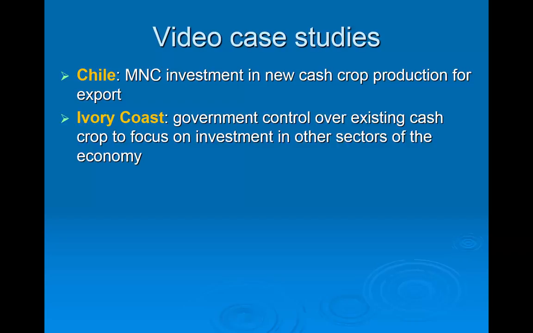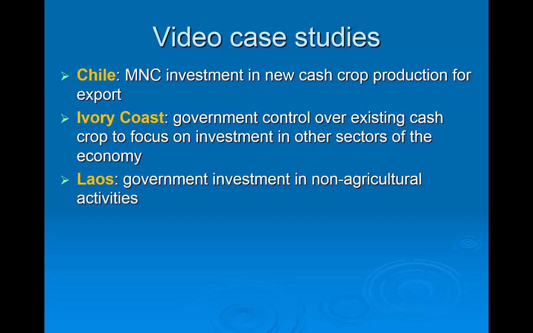We'll move to the Ivory Coast in Western Africa, where we see existing plantation production of stimulants, cocoa, being taken over by the government to control it. That sounds good, but the profits are being spent on investment in other sectors. You can see if that's a good strategy as an effort to try to modernize or possibly industrialize. In Laos, government investment, again, is going to be in non-agricultural activities, despite the fact that at least 80% of their population are rural.